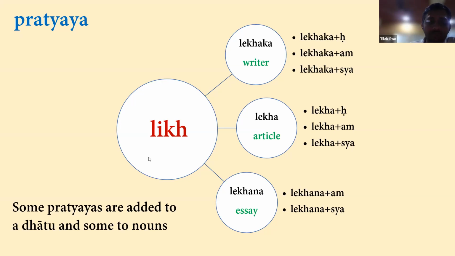In this example, there are some pratyayas which are added to lik. By adding some pratyayas to lik, we get these forms: lekhaka, lekha, and lekhana. If you call these nouns, in Sanskrita these are called pratipadikas. Then we add some more pratyayas to get usable words. These are called padas.